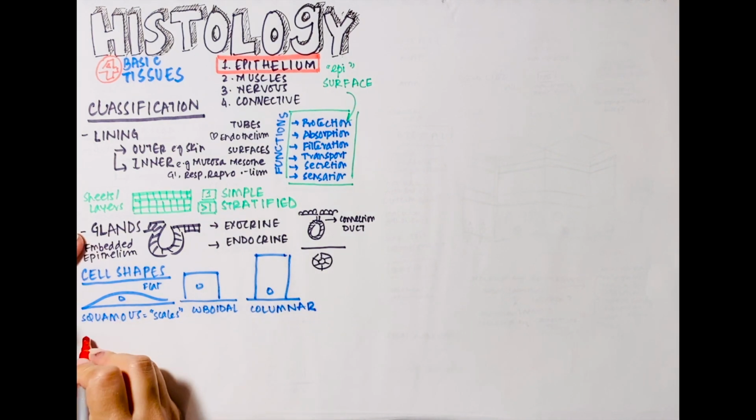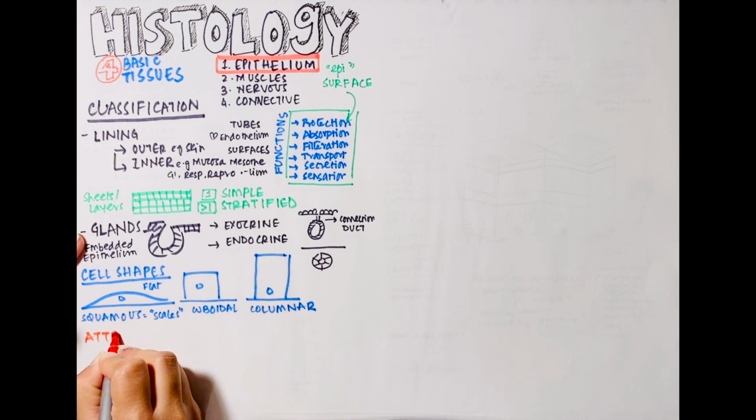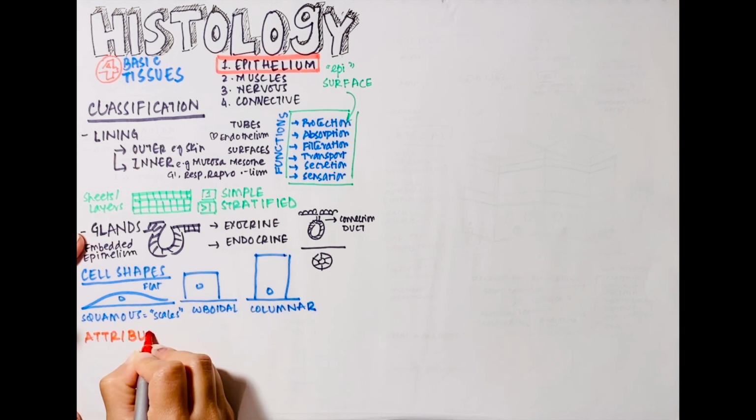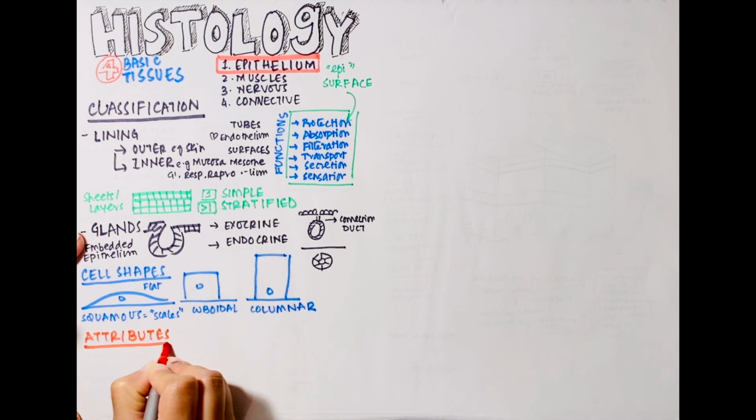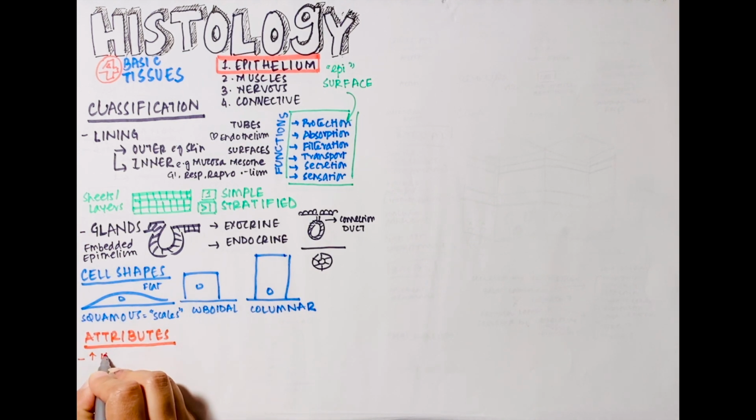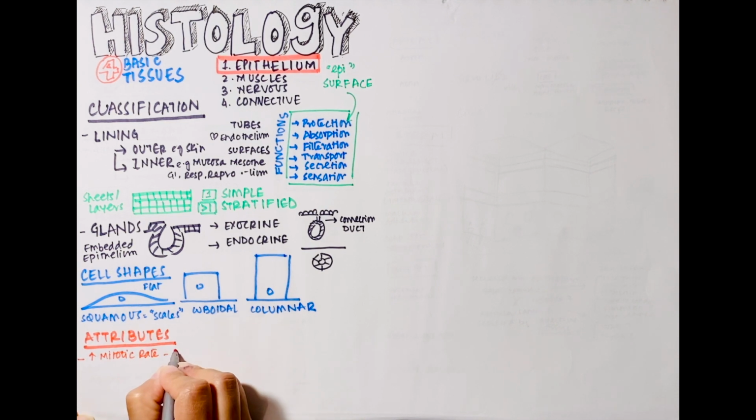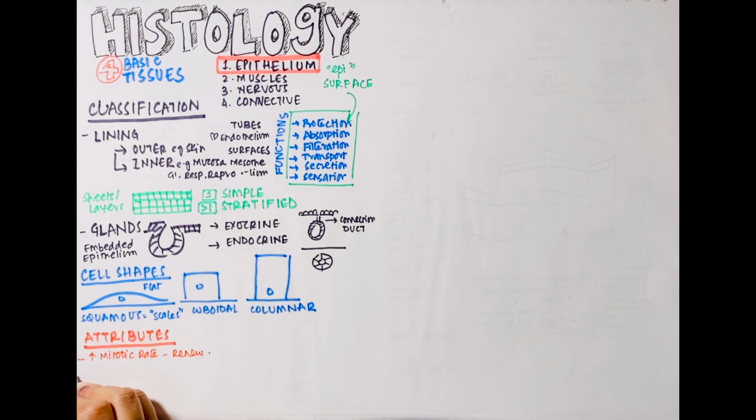Epithelial tissue has certain attributes which make it special, such as having a high mitotic rate. They renew at a fast rate. For example, the GI tract lining renews itself every 5 days, whereas the skin might renew itself every month or so. They're also avascular, which means that the blood supply is actually in the connective tissue and these cells are getting their nutrients by diffusion.